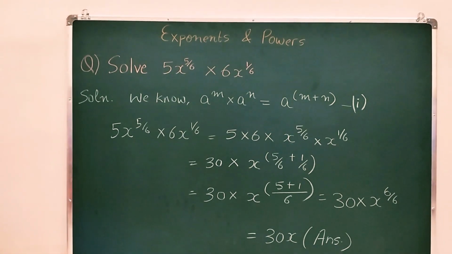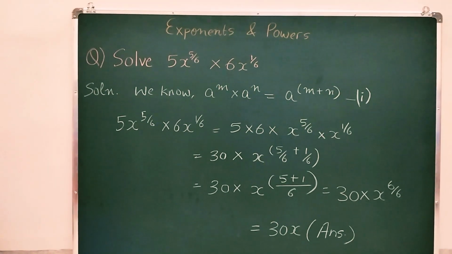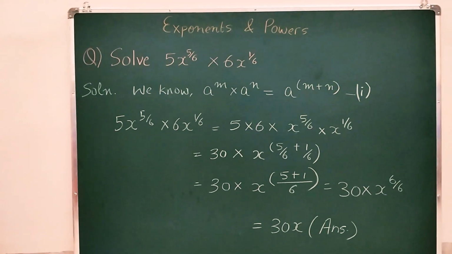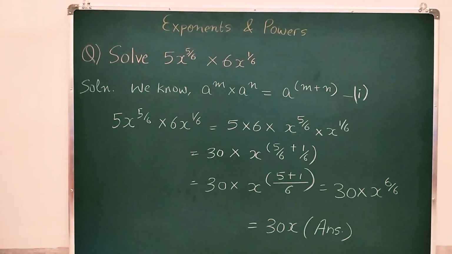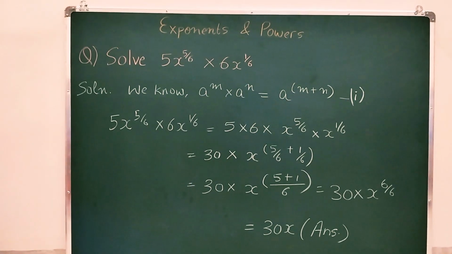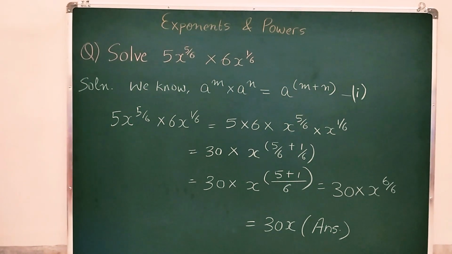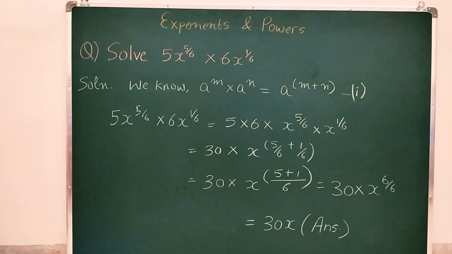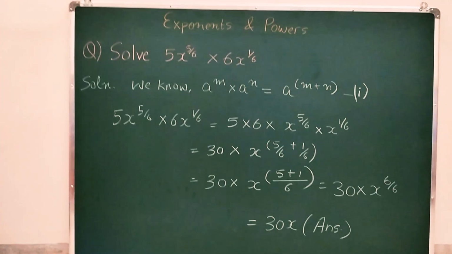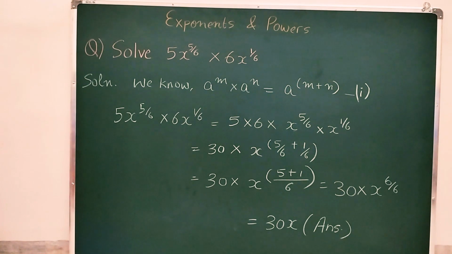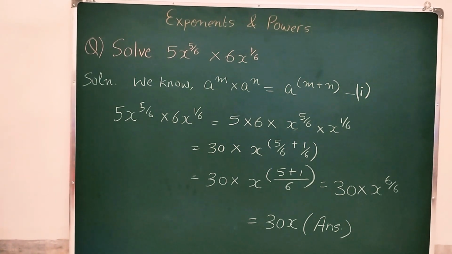Now for x raised to power 5 by 6 into x raised to power 1 by 6, if we note the base here is same, which is x. So according to our law, a raised to power m into a raised to power n, when the bases are same, the powers get added. So x raised to power 5 by 6 into x raised to power 1 by 6 actually becomes x raised to power 5 by 6 plus 1 by 6. So our answer is 30 into x raised to power 5 plus 1 by 6.